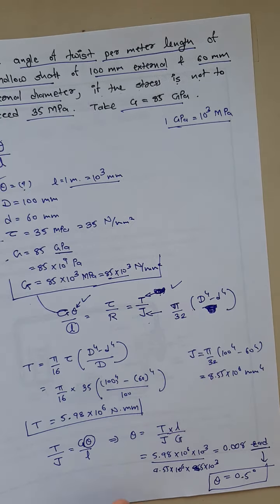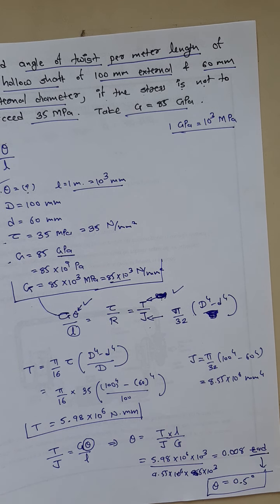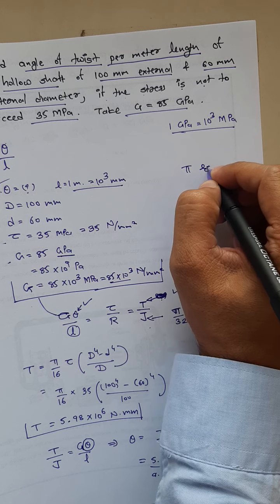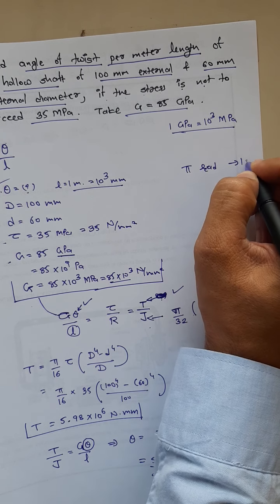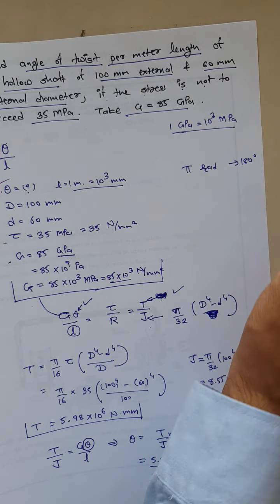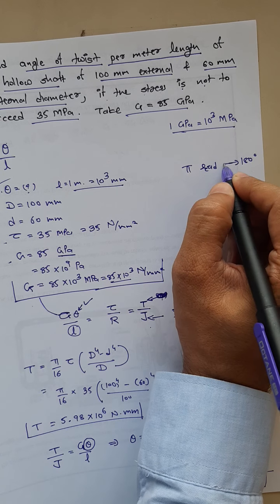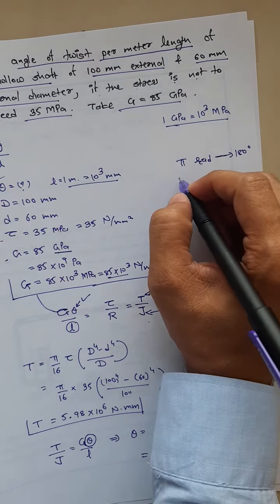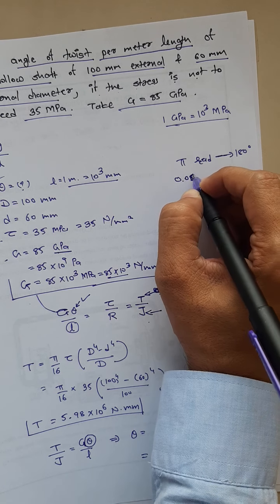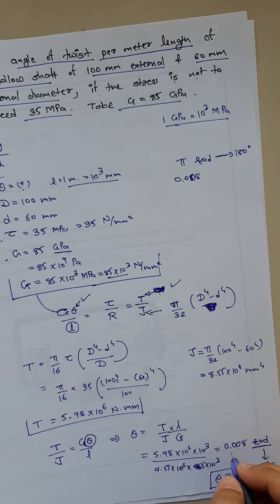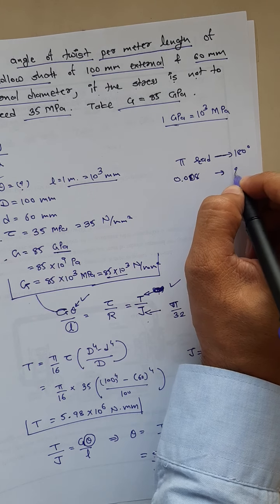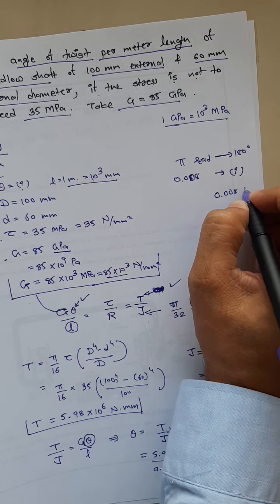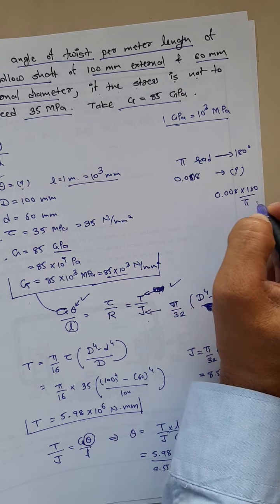Okay, I hope you know the relationship between degree and radian. Pi radian is equal to 180 degree. If you don't remember, do it in this way: pi radian is equal to 180 degree, so 0.008 radian means how much? Okay, so you get the answer 0.008 multiplied by 180 divided by pi.